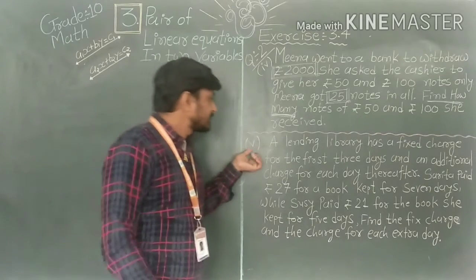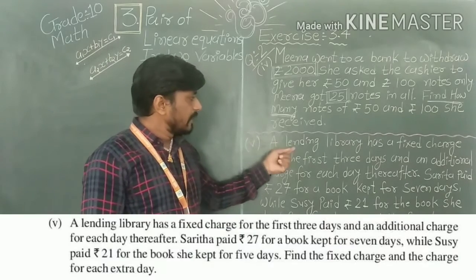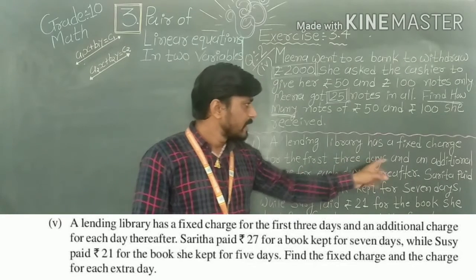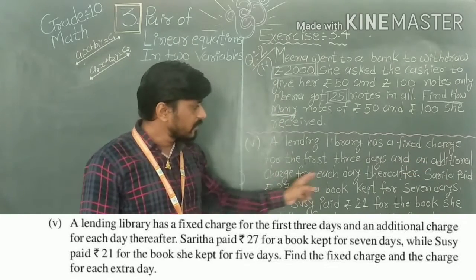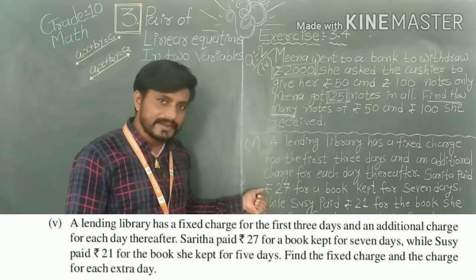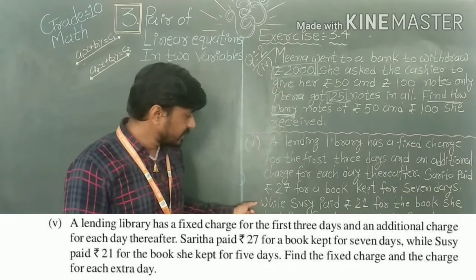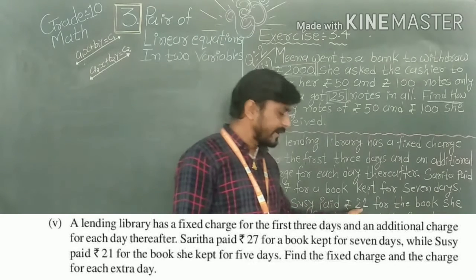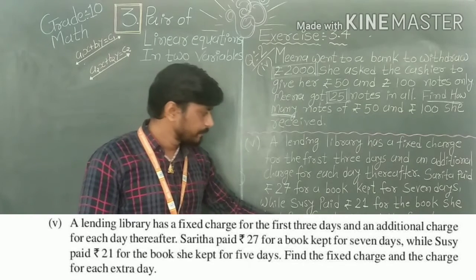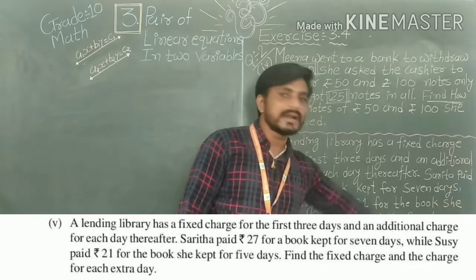Now look, example number 5. First of all, I read it out. A lending library has a fixed charge for the first 3 days and an additional charge for each day thereafter. Sarita paid rupees 27 for a book kept for 7 days, while Susi paid rupees 21 for the book she kept for 5 days. Find the fixed charge and the charge for each extra day.